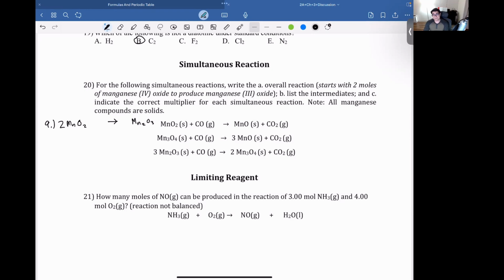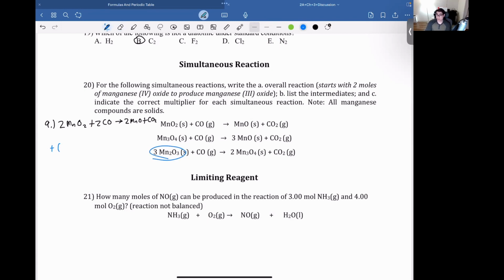So what do you do? The thing that is clear is that if you want to use 2 moles of MnO2, you're going to need at least 2 moles of the first reaction. So that's plus 2 CO. I'm not writing the phases, it's going to take too long. 2 MnO plus CO2. Great. Now I eventually want this on my product side.